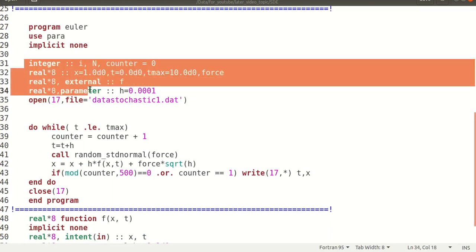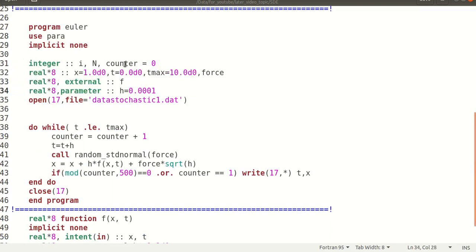Then I initialize and declare all the variables. You can see here, at t equal to 0, my initial value of x starts from 1. The maximum t that I want to go to is, let's say, 10. My step, the delta t, which I defined here as h, is 0.001d0. d0 is used for double precision. I also defined a quantity called force. Force takes care of the noisy part of the differential equation.